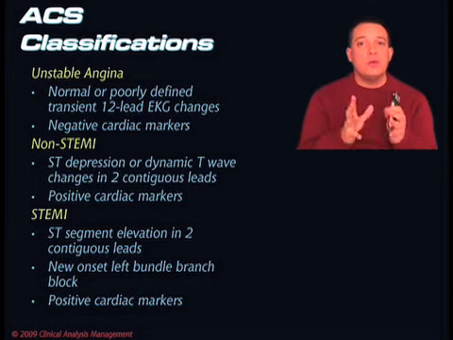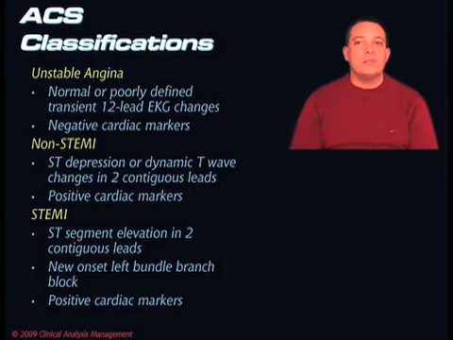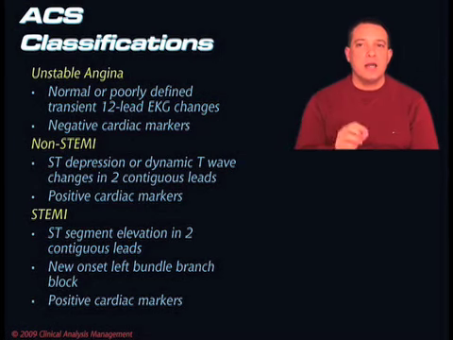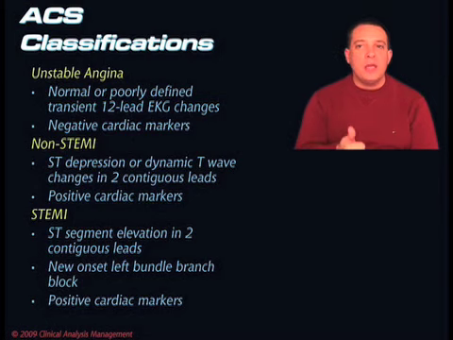And there's been a change in the way that we used to break these down. Currently, what we say is that with unstable angina, the patient has negative cardiac markers. So I'll say that again. Based on the most recent guidelines, the 2007 guidelines, we say that unstable angina is the patient who has symptoms suggestive of an acute coronary syndrome and a normal EKG or transient EKG changes that are poorly defined, and the patient has negative cardiac markers.